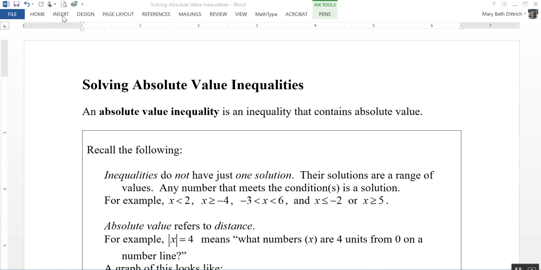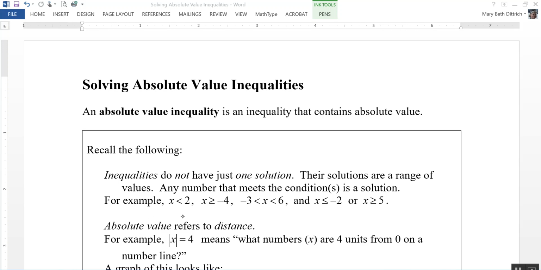This video is on solving absolute value inequalities. An absolute value inequality is an inequality that contains absolute value. Recall the following. Inequalities do not have just one solution. Their solutions are a range of values, and any number that meets the condition or conditions is a possible solution.